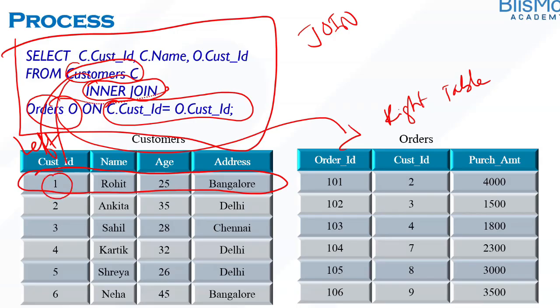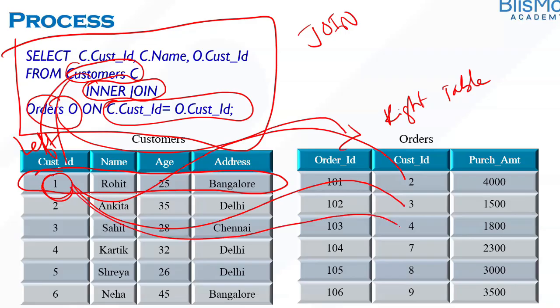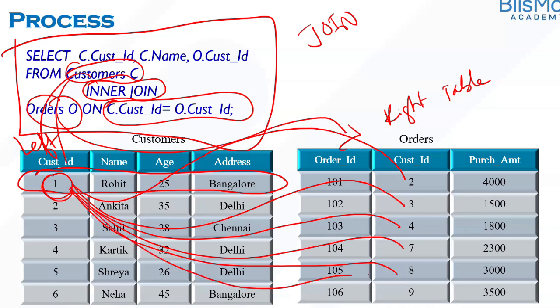For example, this one is compared with this. Is it a match? No. Then it is compared with this. Is it a match? No. Then it is compared with this. No. Then it is compared with this. No. So basically there is no match for all of them here. Then it will move on to the second one.